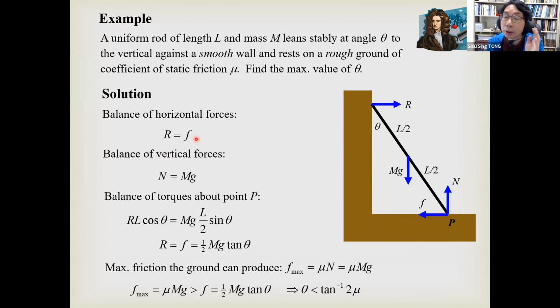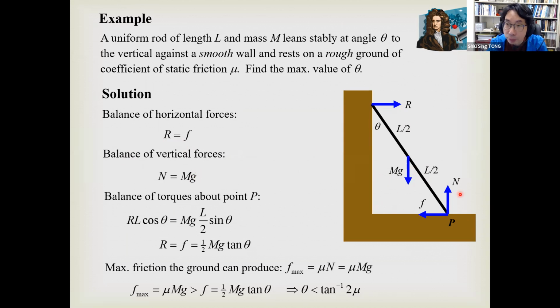Now we need two conditions. The first condition is the force equilibrium. The second condition is the torque equilibrium. But the force is two-dimensional here, so we have the horizontal component and the vertical component. For the horizontal component, we only have two horizontal forces: the reaction force R on the wall and the frictional force, and they must be equal in order for equilibrium to be established.